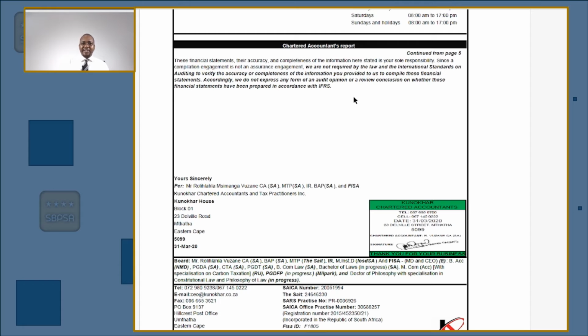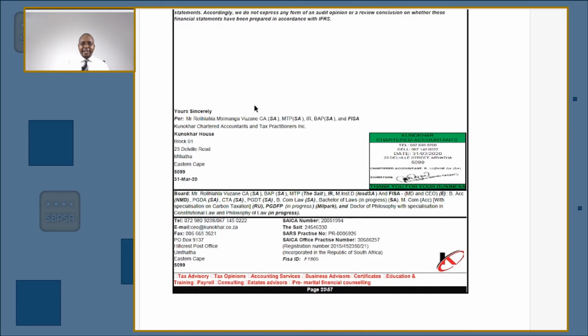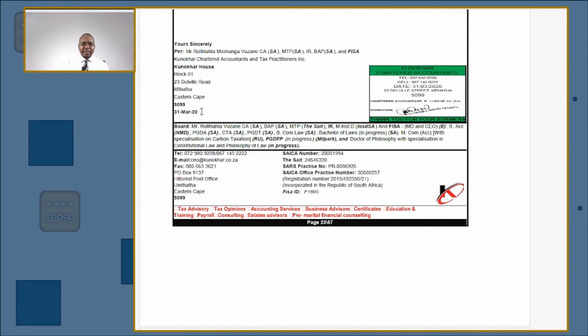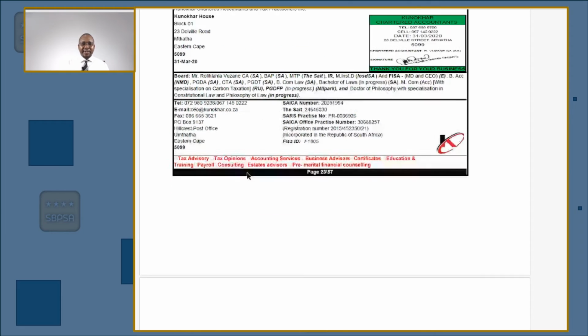Look at what the chartered accountant is saying there: we are not required by law and the international standards on auditing to verify the accuracy or completeness of information. SPPSA is stopping that. It is saying at least try your maximum best to make sure that the information included here is accurate. And to supplement that statement, we've introduced the combined reporting template for you to do it. Then he puts a date on which he did that, and he stamps the financial information.